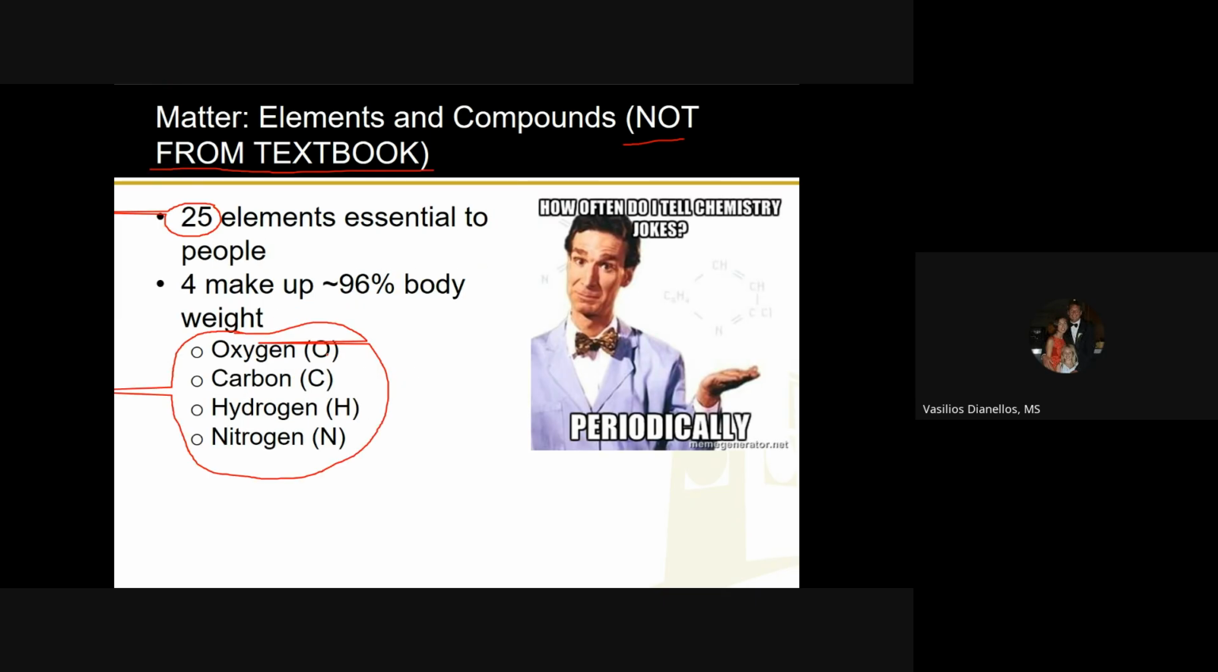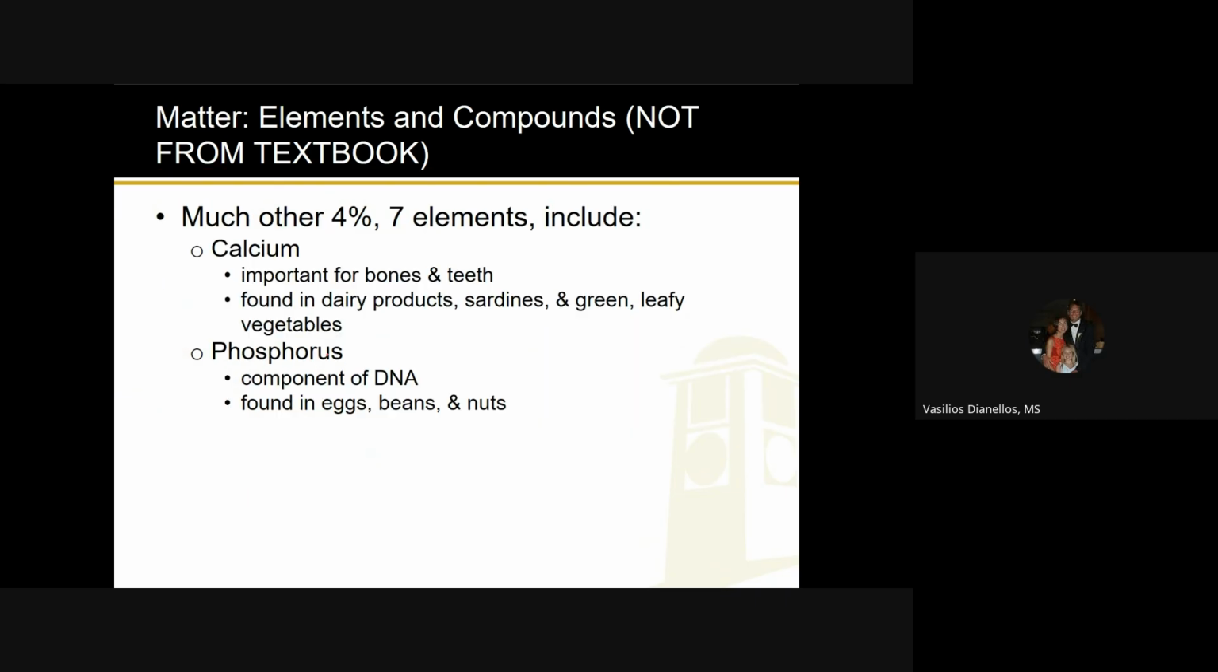So again, 25 total elements in your body, in your cells. 4 of them are oxygen, carbon, hydrogen, and nitrogen. So that still leaves 21 other elements, right? So what are the other 21? Well, 7 of them are what I call the medium 7. Since we have the big 4, I call these the medium 7.